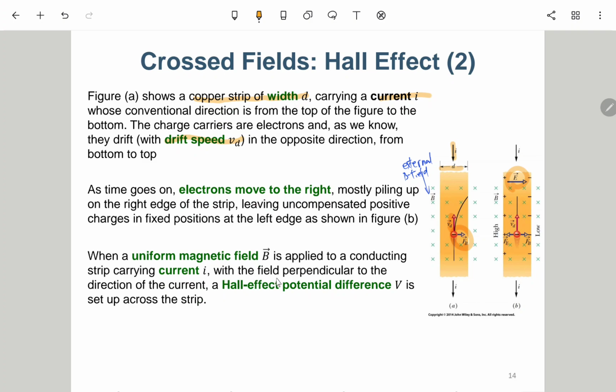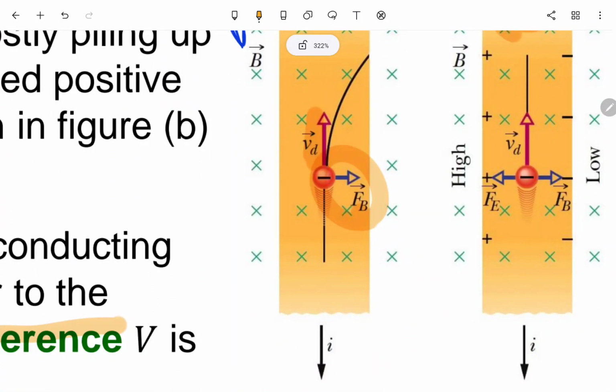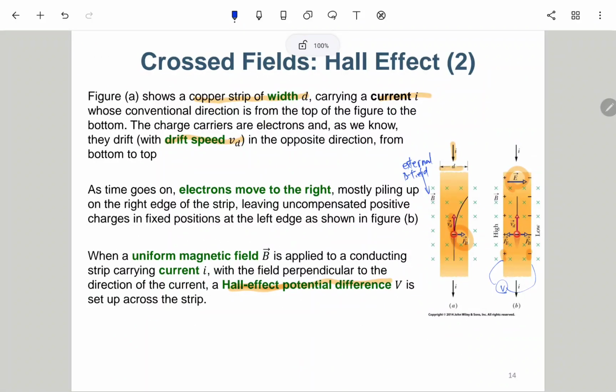So when a uniform B field is applied to the conducting strip carrying current I, with the field perpendicular to the direction of the current, a Hall effect potential difference is set up. Because there is charge accumulated on the left and right side, if we use a voltmeter to measure the left side and the right side, there will be a potential difference. So this one is called the Hall effect potential difference.